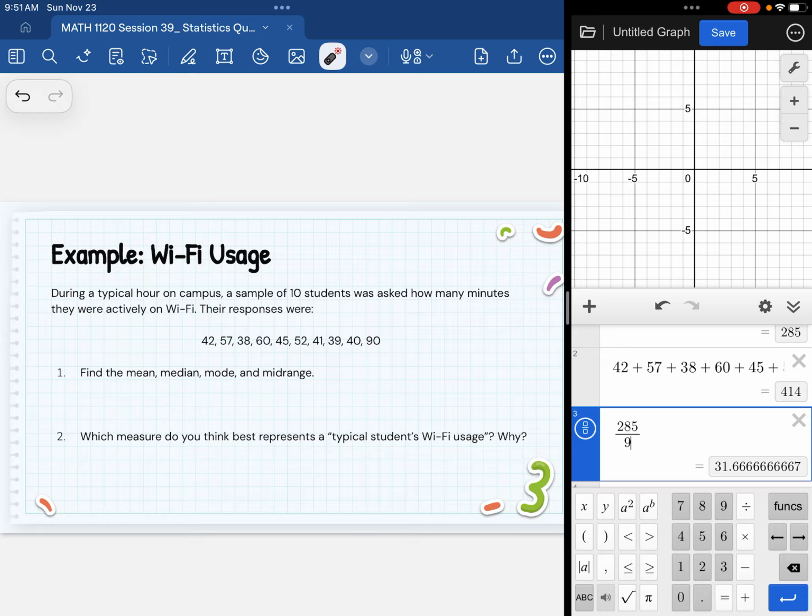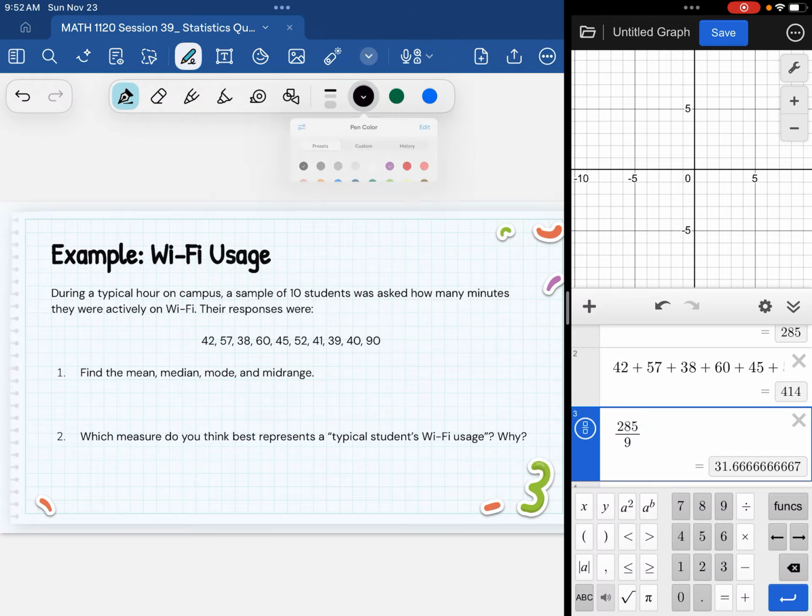Okay, so we'll finish off with one more example just to make sure you got it, and then we'll wrap up. So during a typical hour on campus, a sample of, I was changing this, and we're going to make that 9 students. Because this example makes no sense to have 90 minutes there, because it's a typical hour on campus. So there's only 60 minutes in an hour. I have a sample of 9 students who were asked how many minutes they were actively on Wi-Fi. We have their responses and we're asked to find the mean, median, mode, and mid-range.